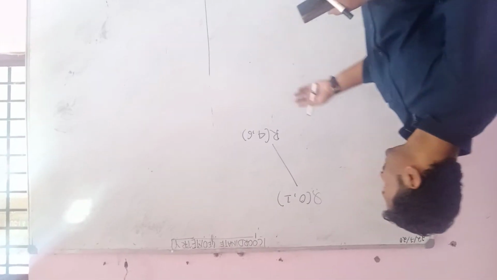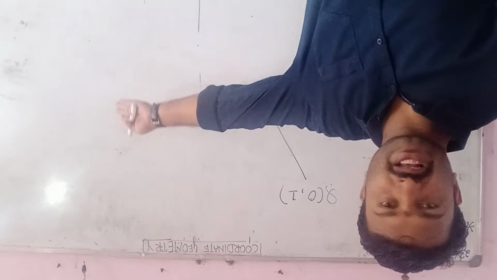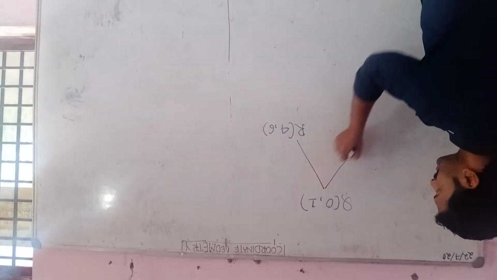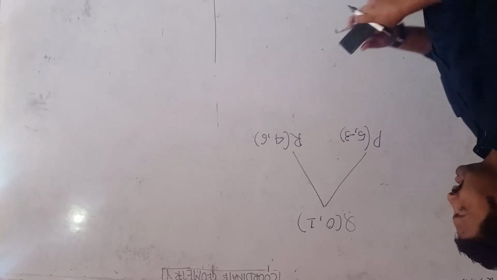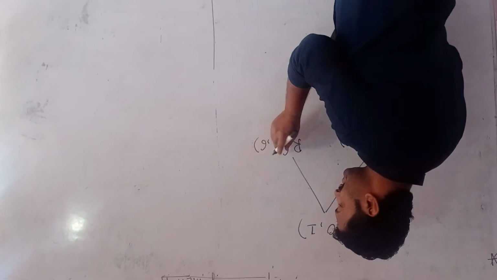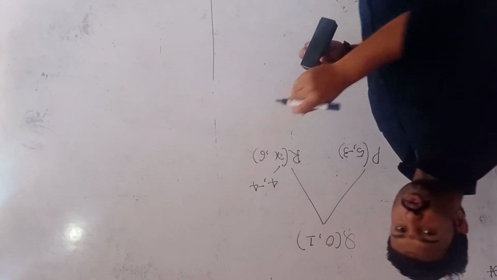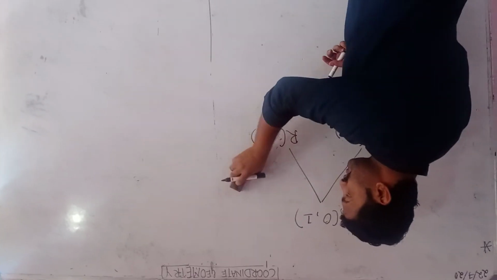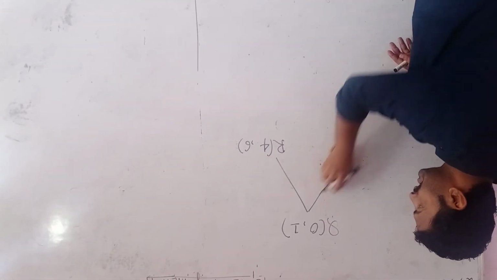Okay, fine. In the previous problem we just got the x value as plus 4 and minus 4, right? Here is a point P, 5 and minus 3. Here we got the x value as plus 4 and minus 4, right? You take only plus 4. Don't worry about this point P.